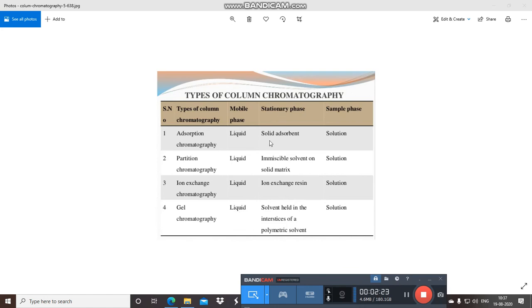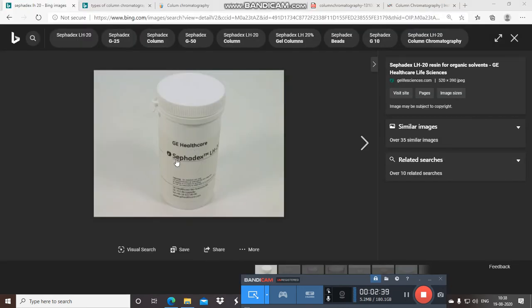The mobile phase is liquid, whereas the stationary phase is a solvent held in the interstices of the polymeric gel. Actually, a particular gel is used, for example Sephadex LH20. This is a special grade of a particular substance or chemical that is used in gel column chromatography. It is very costly also. And in natural product chemistry, this is widely used for the separation of flavonoids.